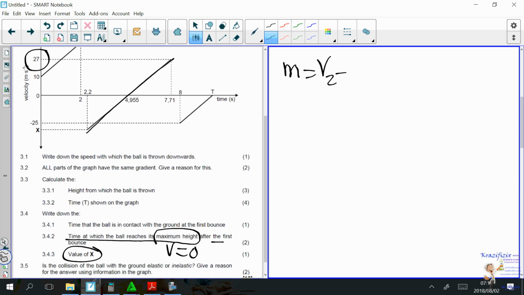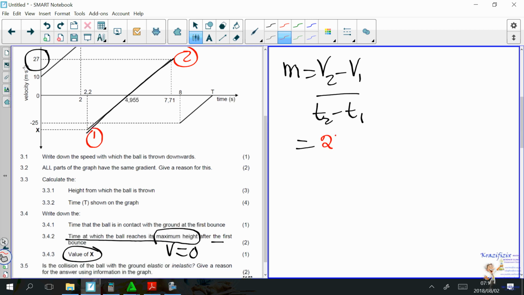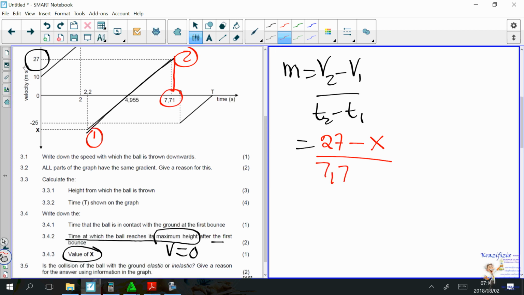M equals V2 minus V1 over T2 minus T1. I'm sure that makes sense to you now. Point 1 and point 2. So what's my V2? 27 minus, what is my V1? X, over. What is my T2? 7,71 minus, what's my T1? 2,2. Remember, my gradient is positive 9,8.